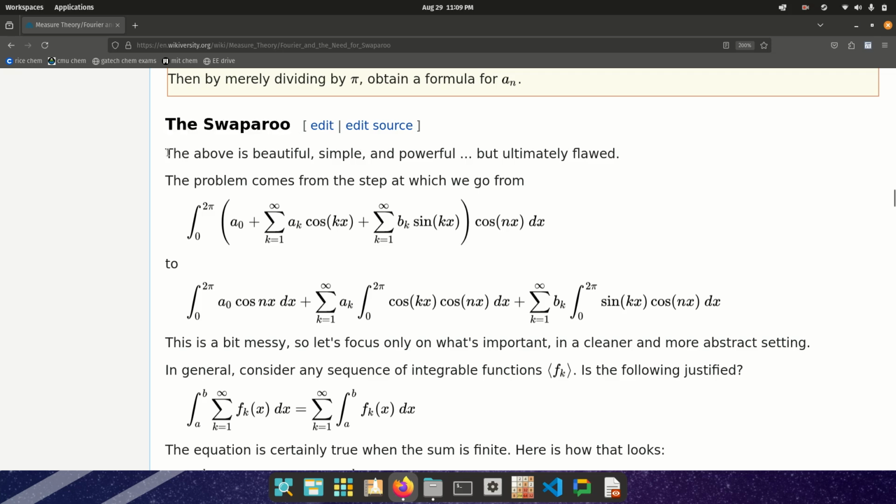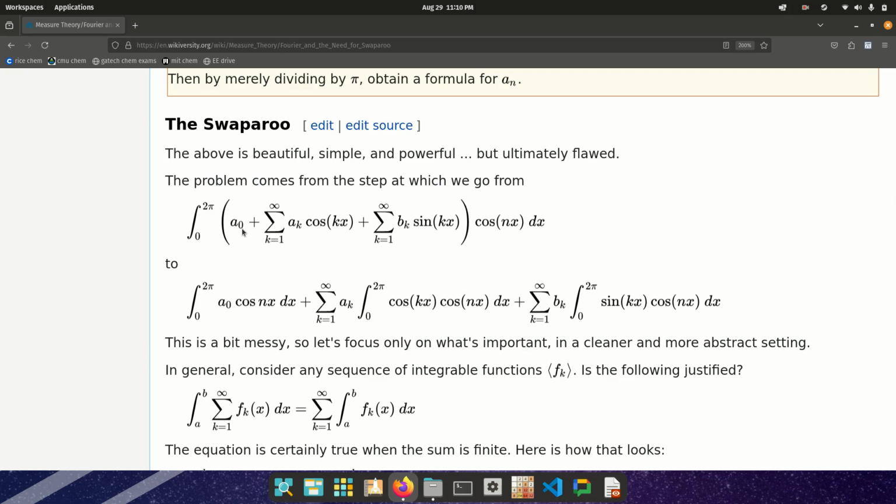See if you can spot it for yourself. I'll give you a second to pause and look for the flaw. But when you return, here's how it goes. Okay, so we're looking at the integral of this thing, and we're going to pick it up here.